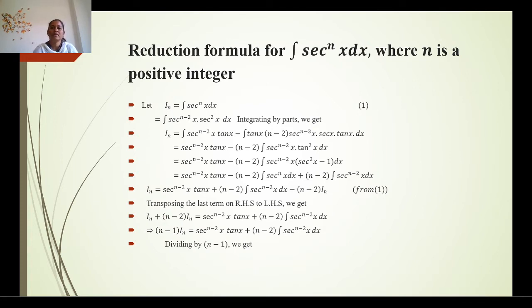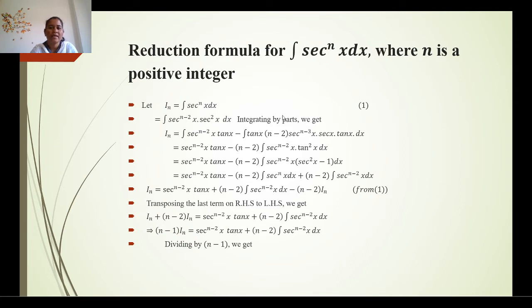Let us take the given function, integral of secant to the power of n x dx, as we already know. Then divide and multiply by secant square x. It will become secant to the power of n minus 2 x, secant square x dx.